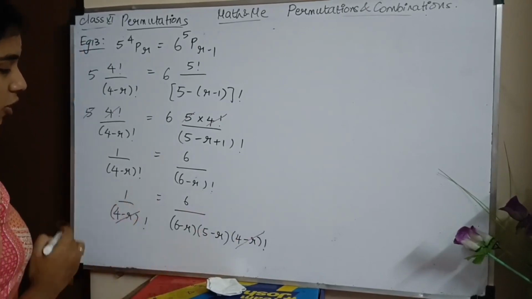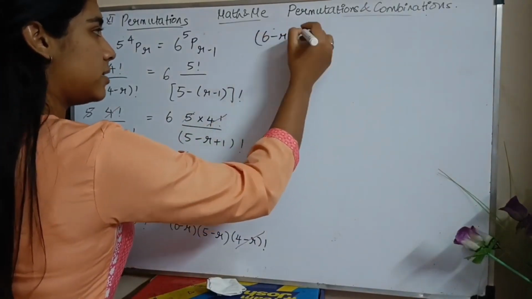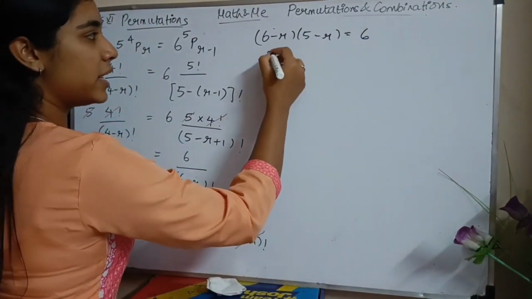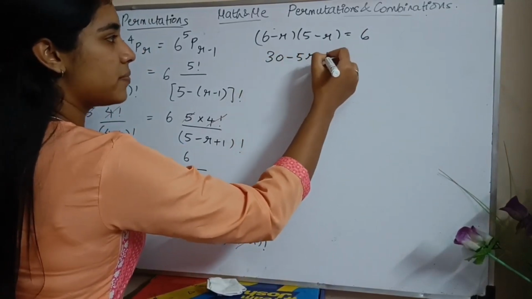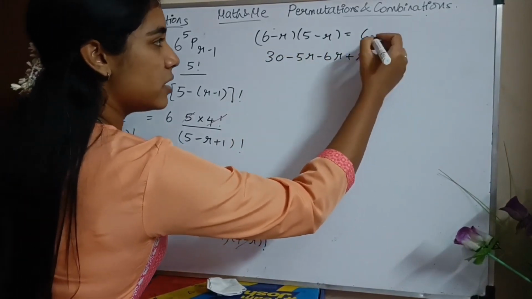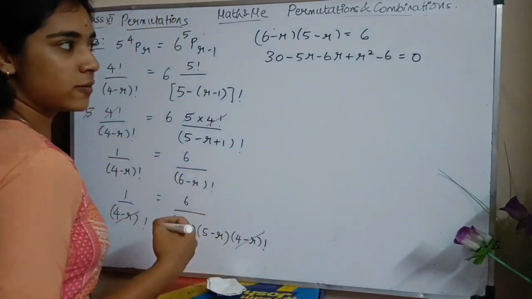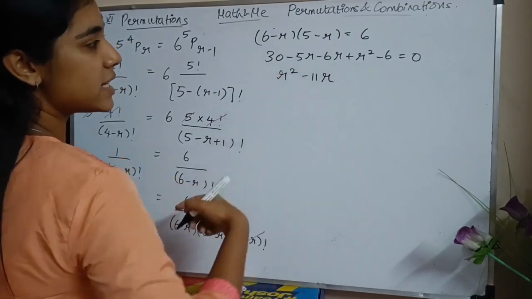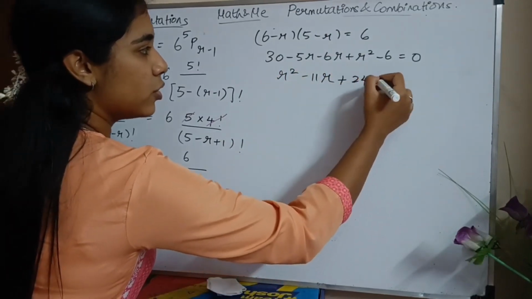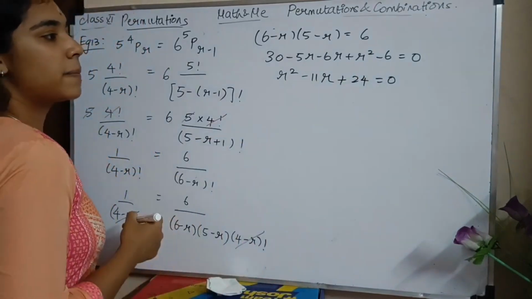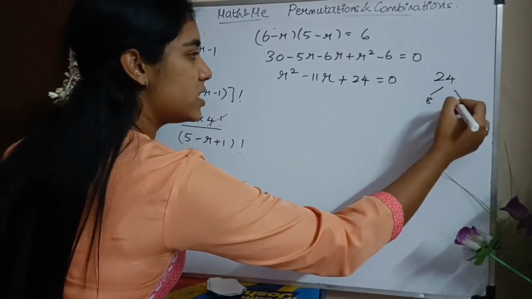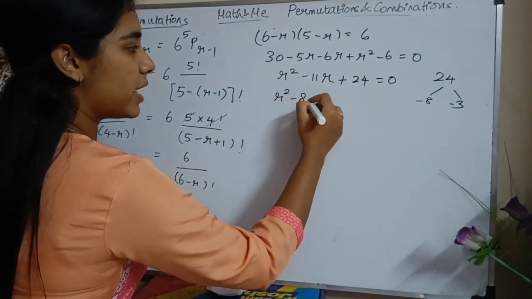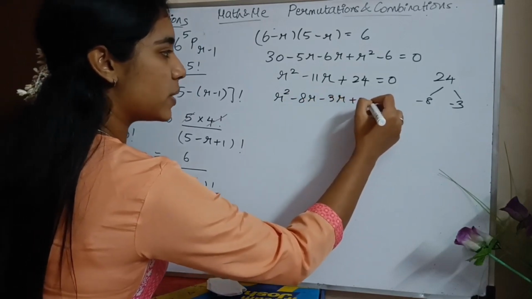So what am I left with when I cross multiply? I have (6 minus r) times (5 minus r) equals 6. So when I multiply, 30 minus 5r minus 6r plus r square minus 6 equals 0. So I have r square minus 11r, 30 minus 6 is 24, plus 24 equals 0. I need plus 24, so it is 8 threes are 24, minus 8 minus 3 for minus 11. So I have r square minus 8r minus 3r plus 24 equals 0.